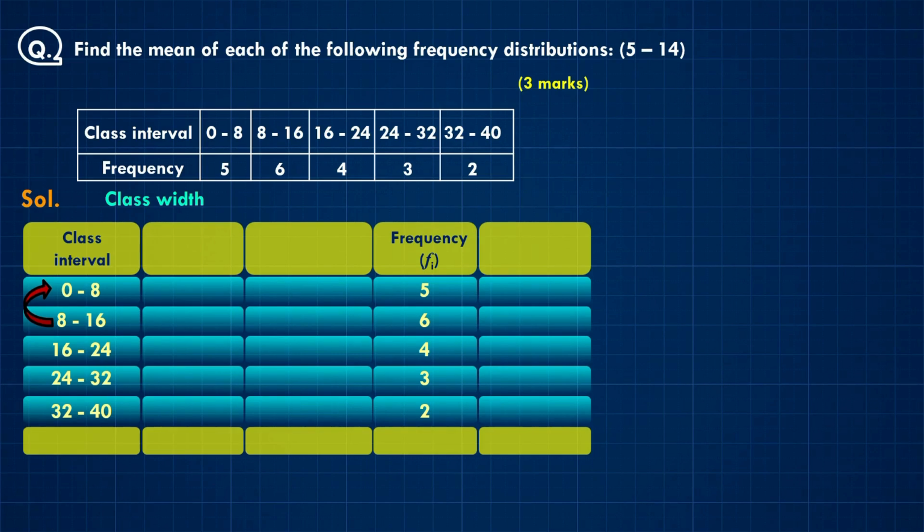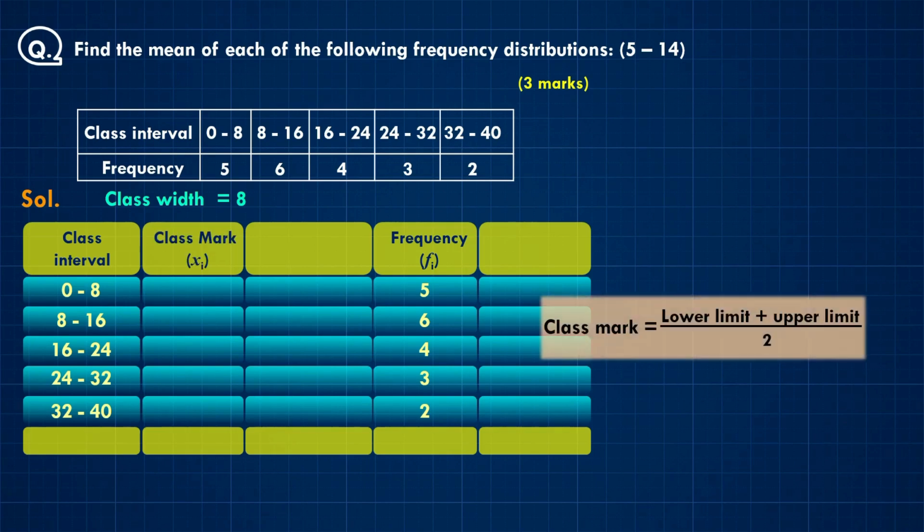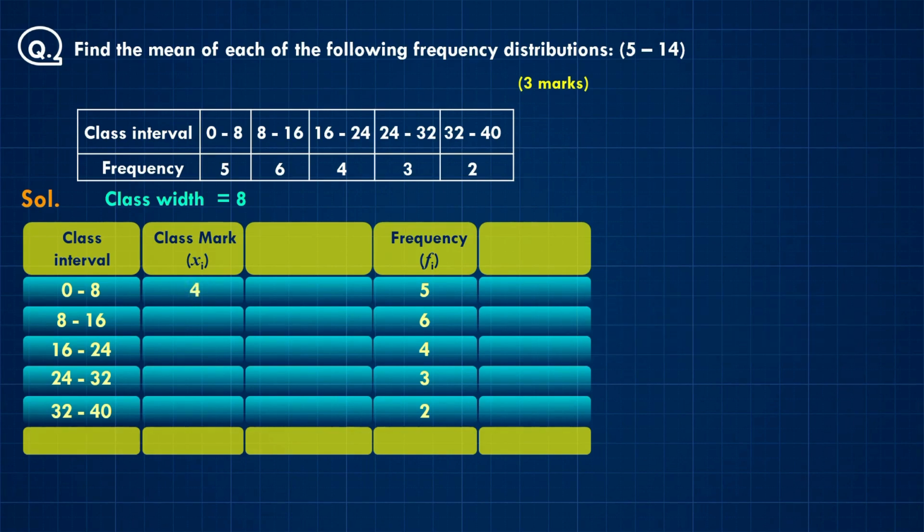Okay. Now here if you take a look, we are having the same class width in each class interval, right? So in this case we can take the class width. Now calculate the class mark, that is lower limit plus upper limit by 2, which is 4. Now keep on adding the class width to the subsequent class mark to get the next class mark.